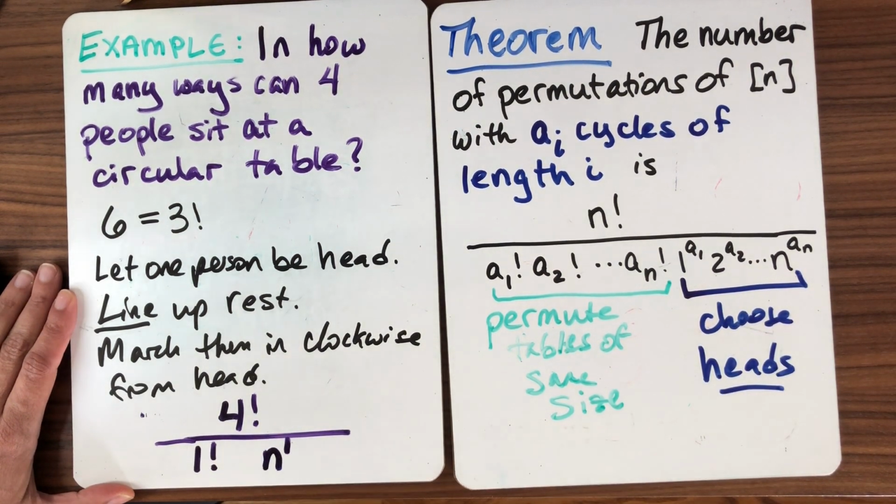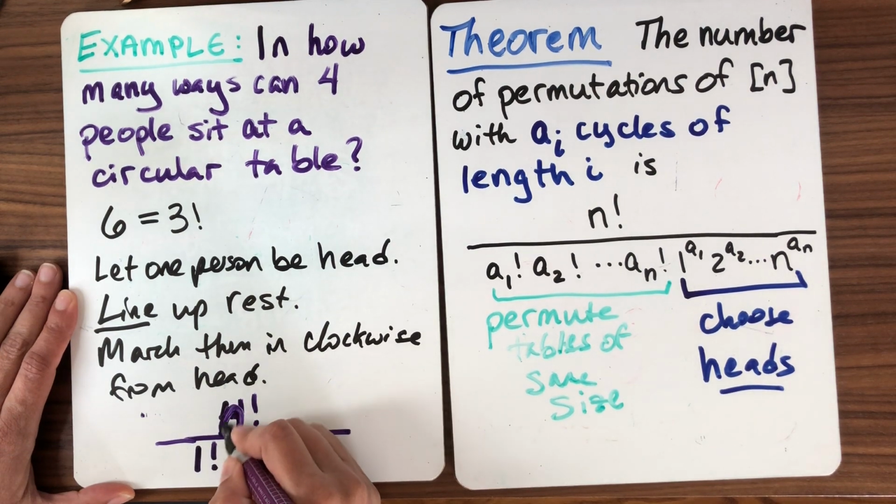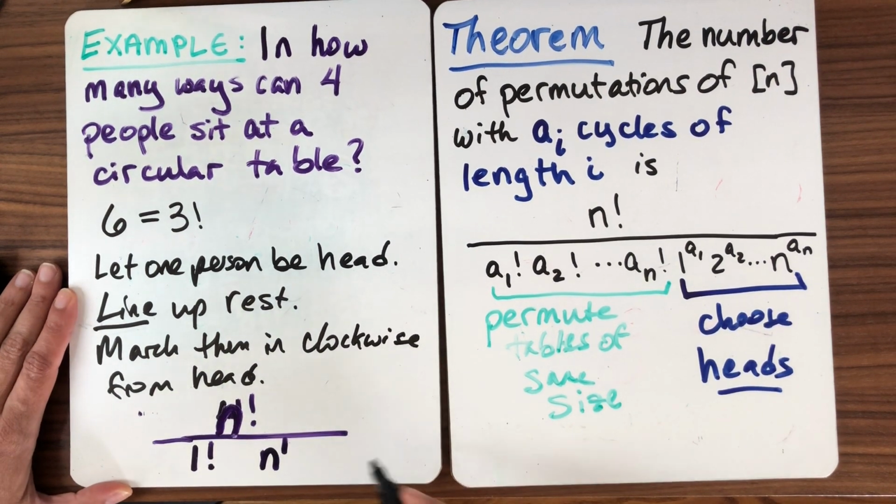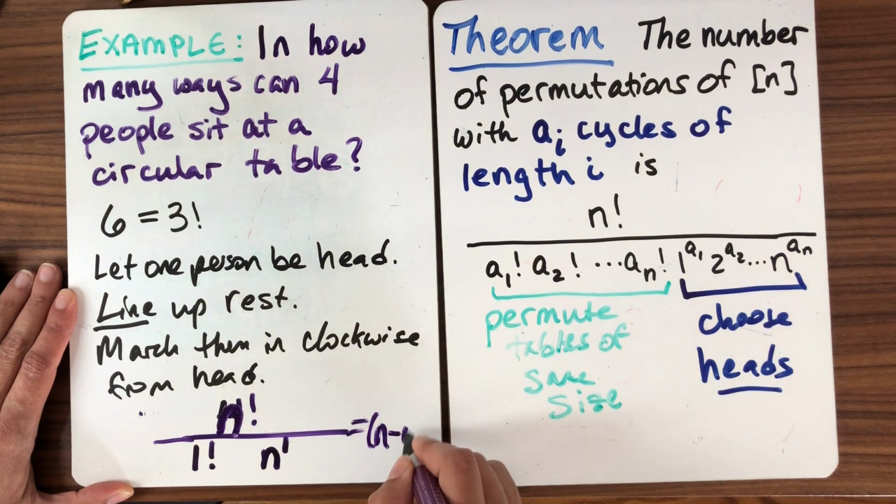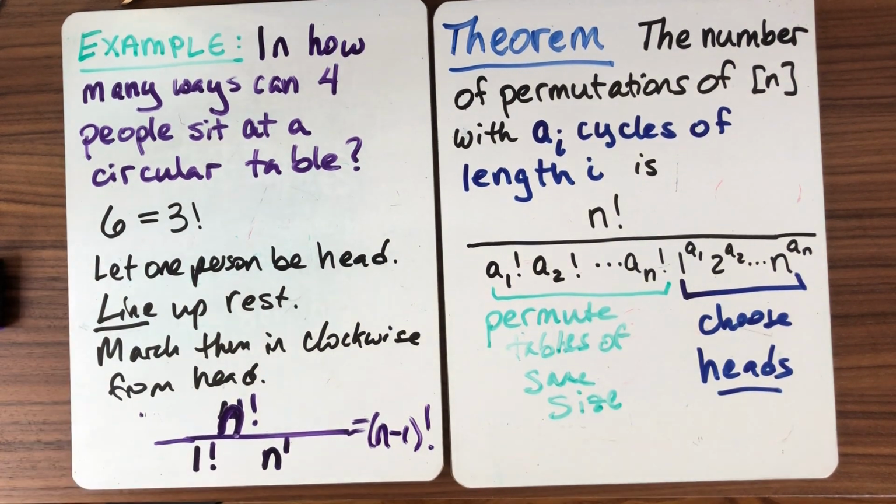So, sorry, n here is 4, but maybe we'll let it be n. So I get n factorial divided by n, which is n minus 1 factorial, which matches what we did just in that special case. So this formula generalizes the idea of the cycles. And this is an important one for you to remember about permutations.